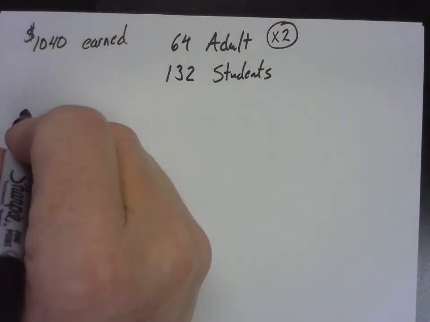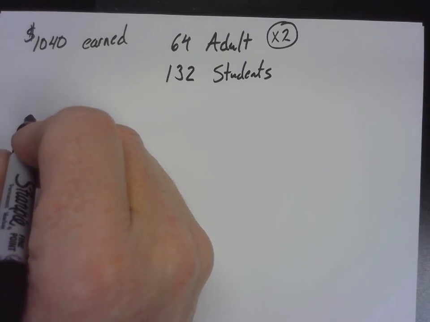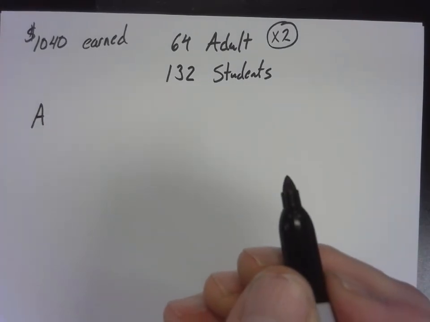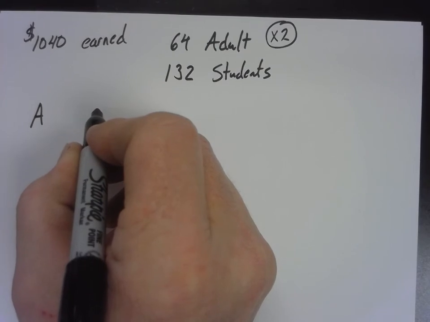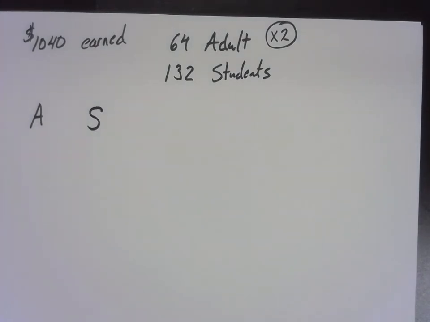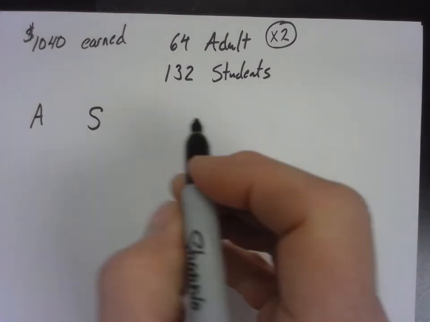A, the price of an adult ticket, you okay with that? Yeah. And S, which is the price of a student ticket. Okay. S is a terrible variable because it looks like my 5s, but we'll go with it, okay? So with those 2 variables, what we need to do is come up with 2 equations where we talk about how much each one is. So this is the price of each ticket.